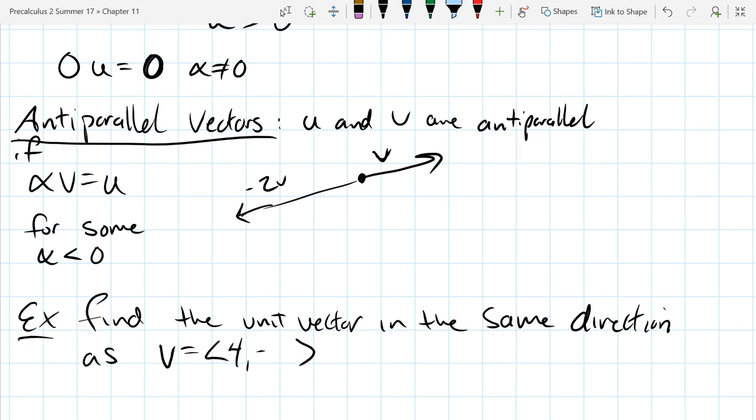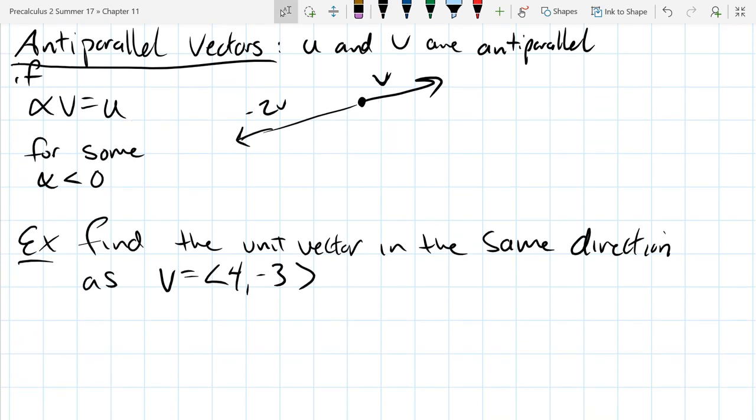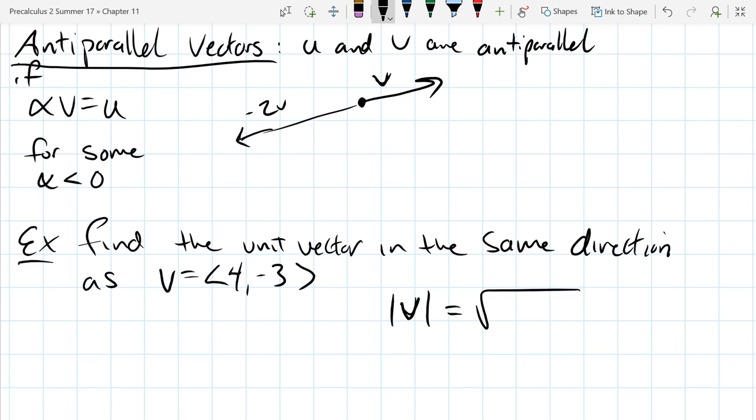So we're going to find the unit vector in the same direction as 4, negative 3. All right, so let's go ahead and just measure this vector right away. So what is the magnitude of v? Maybe it's a unit vector and we're already there. So we got the square root of 4 squared plus 3 squared. Again, I'm ignoring the negative because I'm just going to square it away. 16 plus 9, square root of 25, which is 5. All right, so that vector is 5 times longer than it should be.